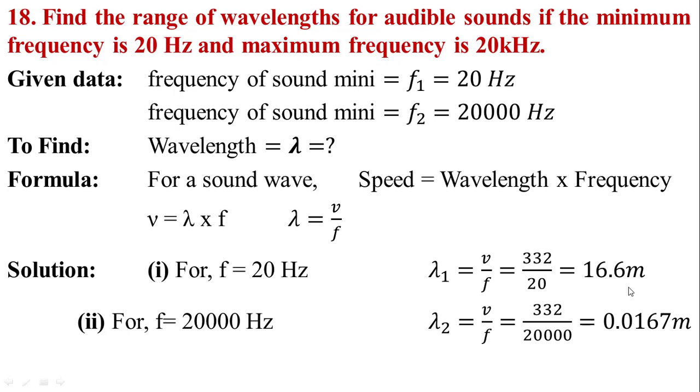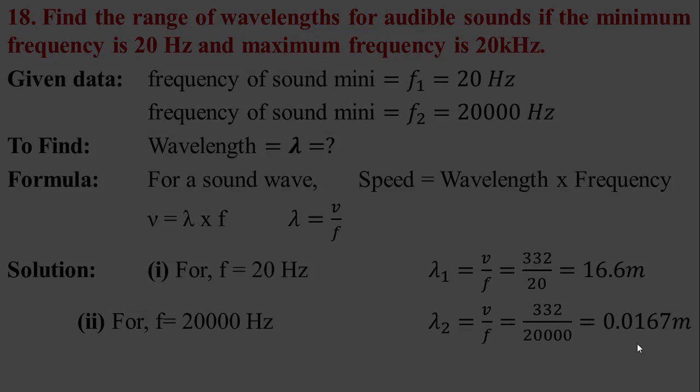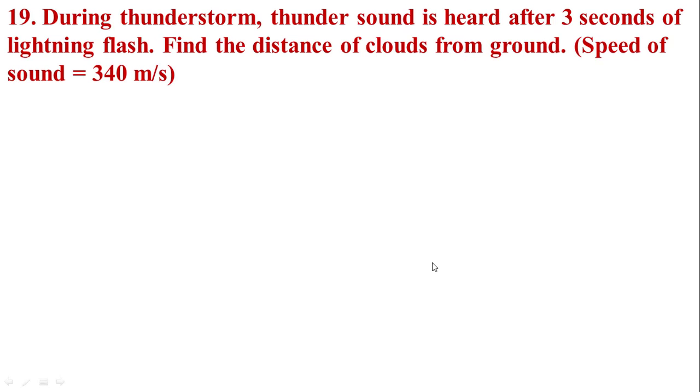And we can find the wavelength at the maximum frequency. For f is equal to 20,000 Hz, lambda 2 is equal to V upon f, that is equal to 332 divided by 20,000, that is equal to 0.0167 meter.